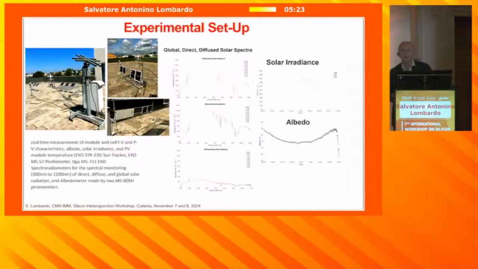Okay, so let's see some data. So our experimental setup is this. We use mini modules, not large modules, for safety reasons. And these are made of either 3 or 4 cells in series. And we measure clearly the irradiation conditions, the albedo, and the spectra, the direct, global, and diffuse spectra.